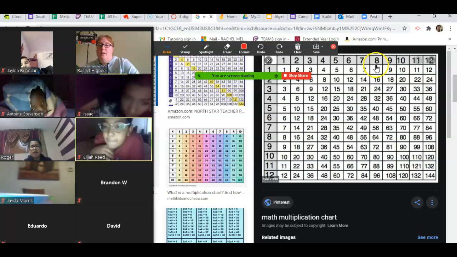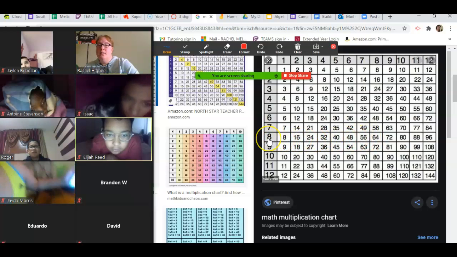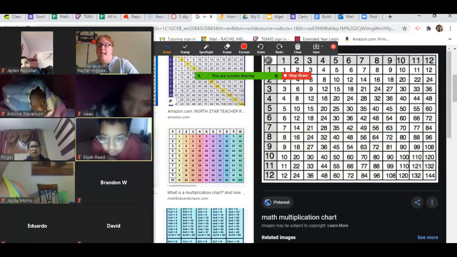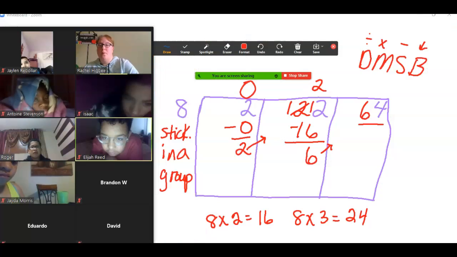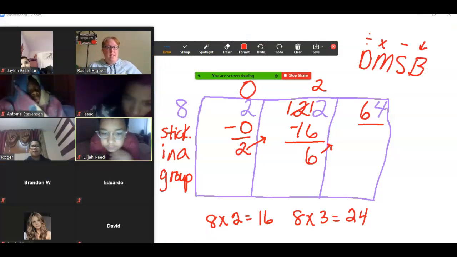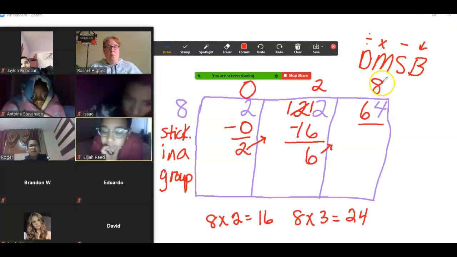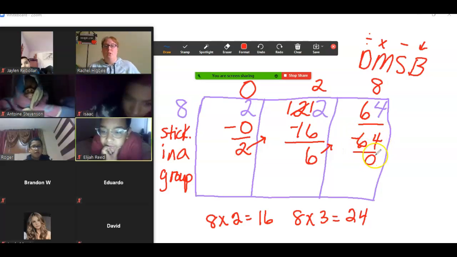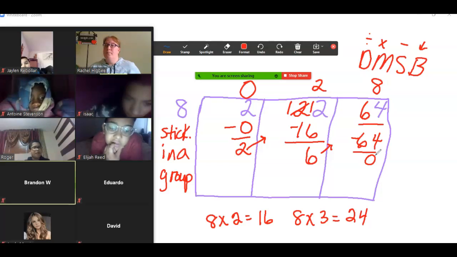Okay, so we're looking here. I'm looking in the 8s, and there's the 64. And yes, he's correct. So 8 times 8 is 64. So that's 8 groups. And if I take away my 64, do I have a remainder? No remainder. Okay, so then what's the last thing that I need to do?